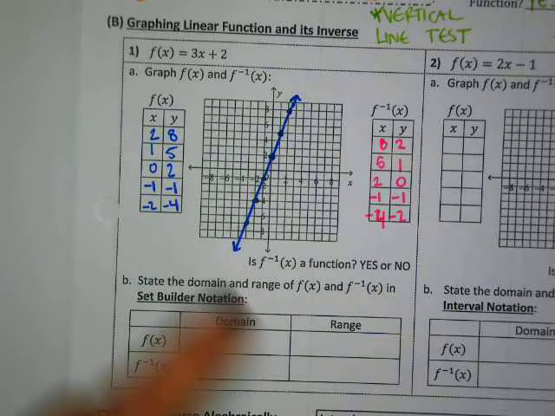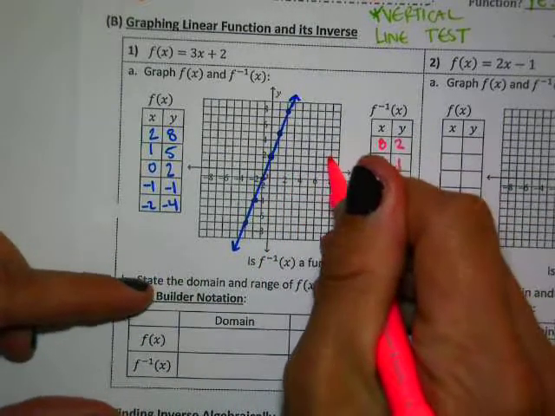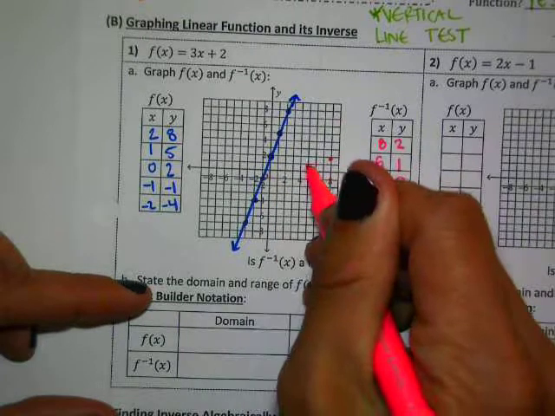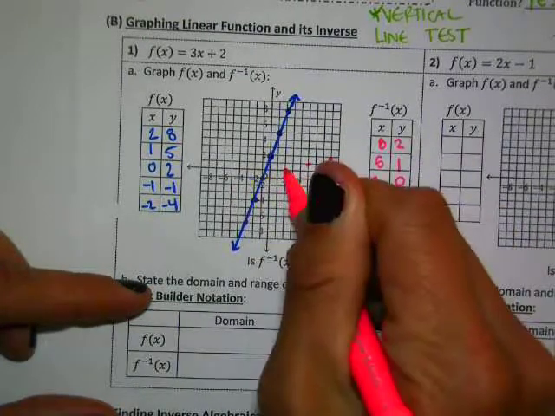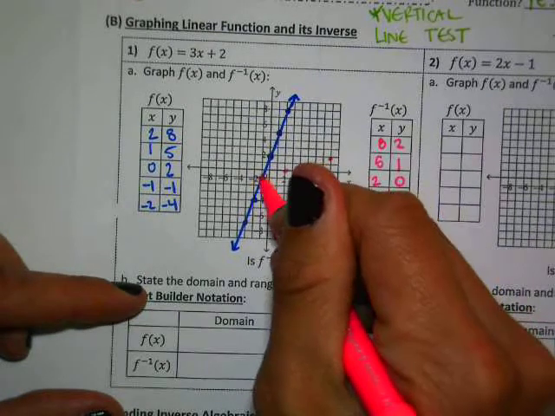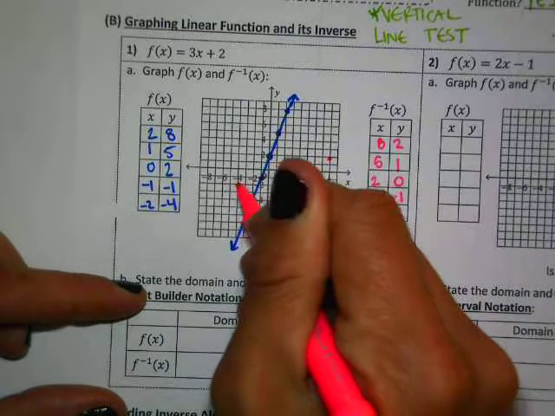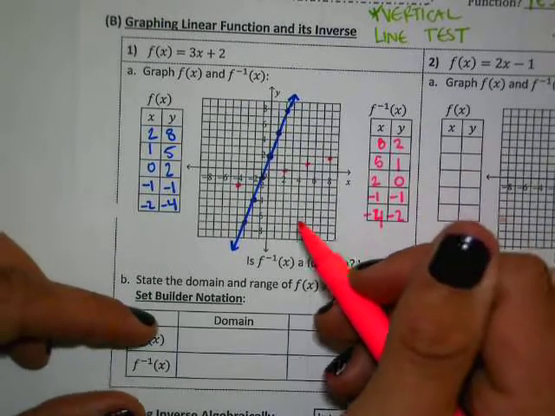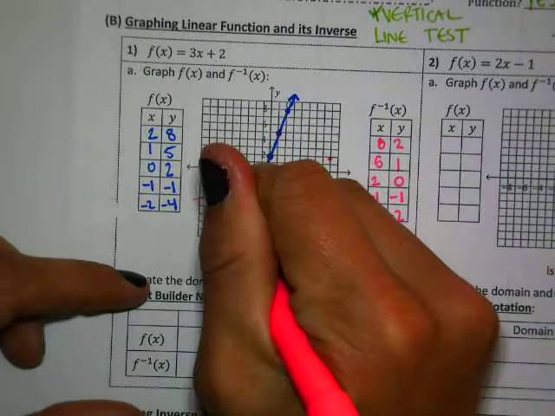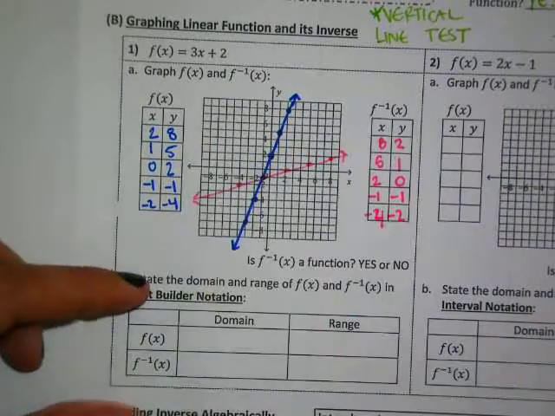Okay, and now I'm going to graph it. So (8, 2), (5, 1), (2, 0), (-1, -1), and (-4, -2). So my inverse is this pink line right here.